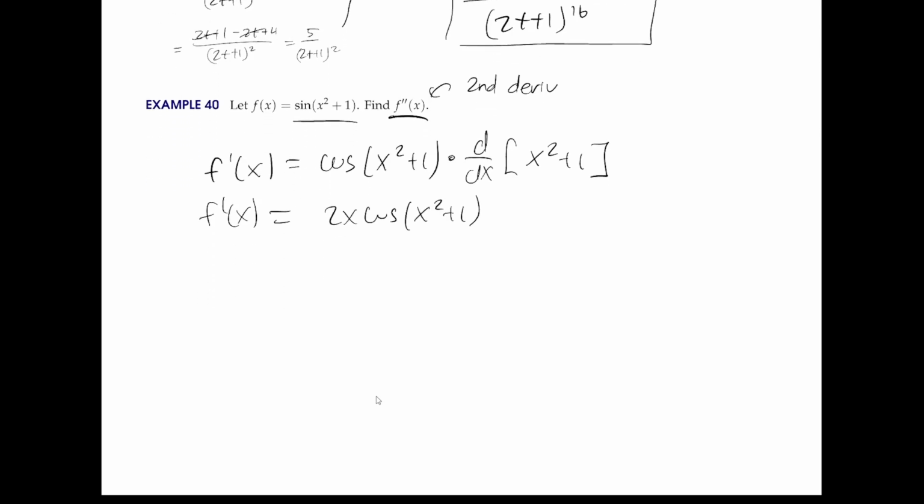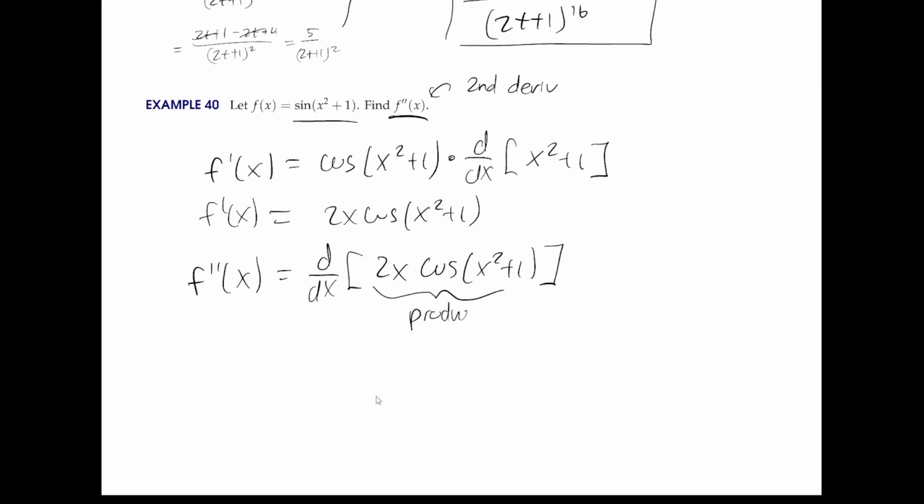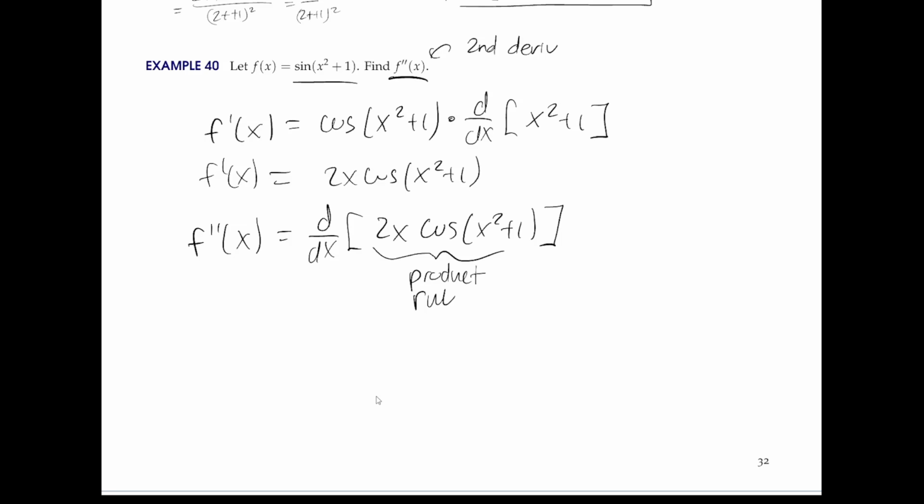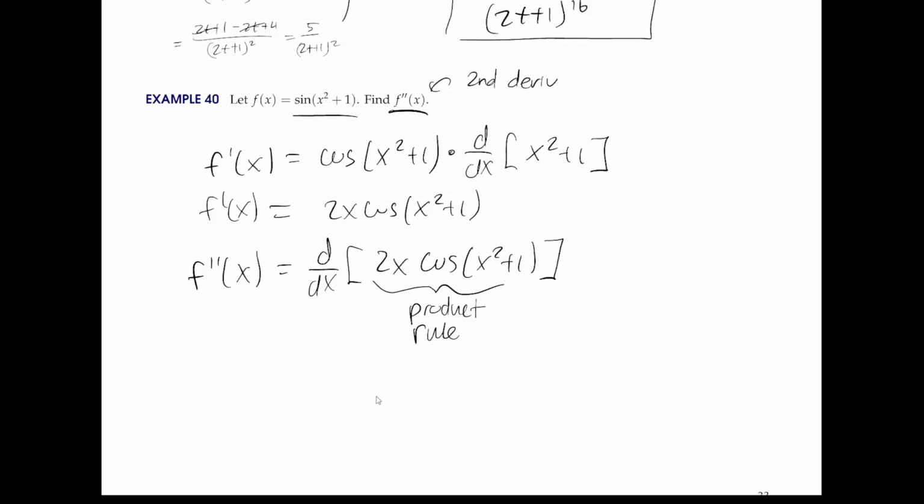Okay. Now, when I do my second derivative, I'm going to take a derivative of the result I just got. And when I do that, I'm going to get a product rule. Okay, so I have 2x cos of x squared plus 1. And this right here is a product rule, because I have 2x times cos of x squared plus 1. And so don't forget your other rules. Just because we're doing chain rule doesn't mean product rule can't come back. So let's go ahead and start doing that.